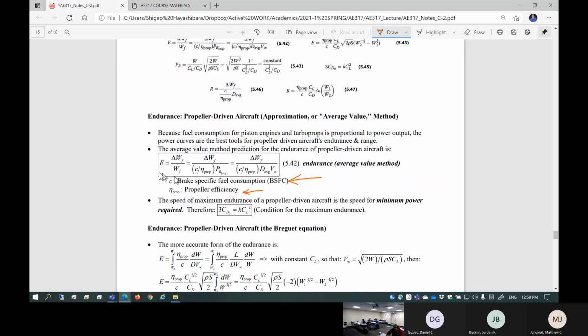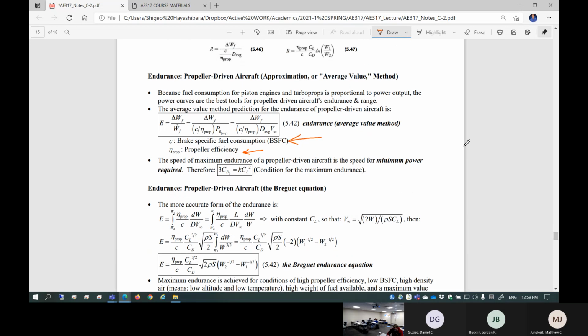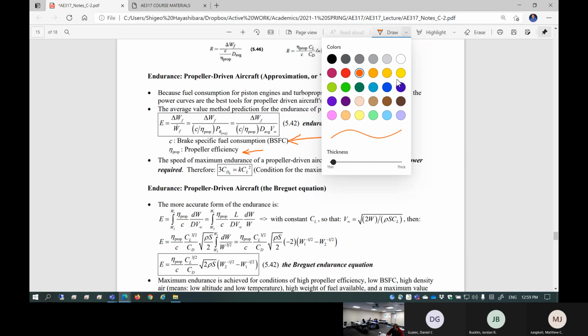So you are going to slightly modify the endurance equation. Of course, endurance equation has two variations. One is the average value method. The other one is the Breguet equation. So two equations for endurance for propeller-driven airplane.